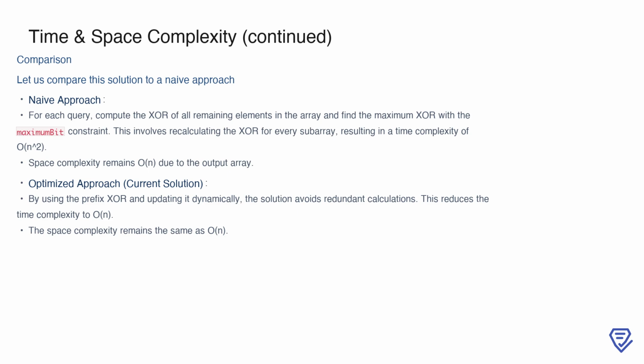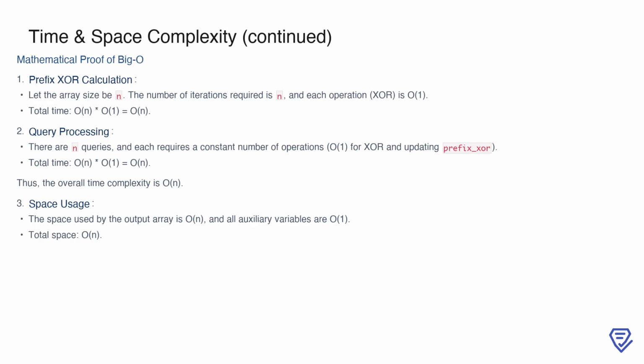This reduces the time complexity to O(n), while the space complexity stays at O(n). To mathematically validate the big O analysis, let's break it down. For the prefix XOR calculation, we iterate through the array of size n, performing one XOR operation per element. This results in a total time complexity of O(n).